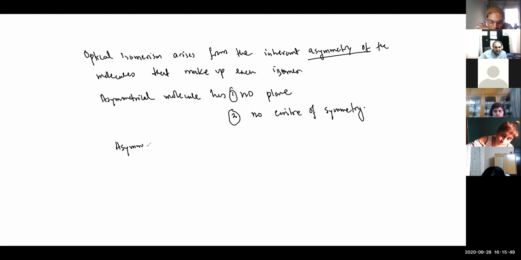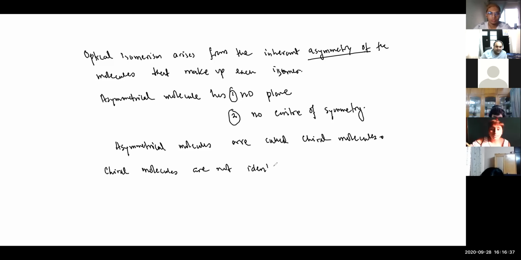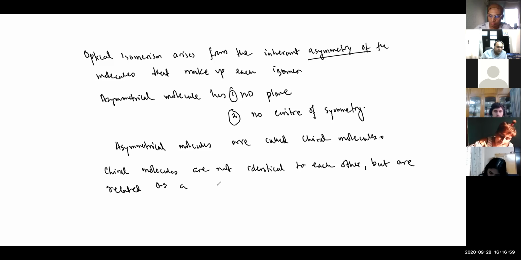Asymmetrical molecules are called chiral molecules, identical to each other, but related as a mirror image, that is, related as a mirror image object. So one example is the hand.